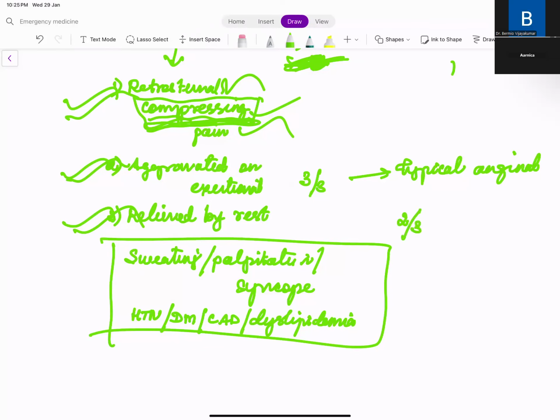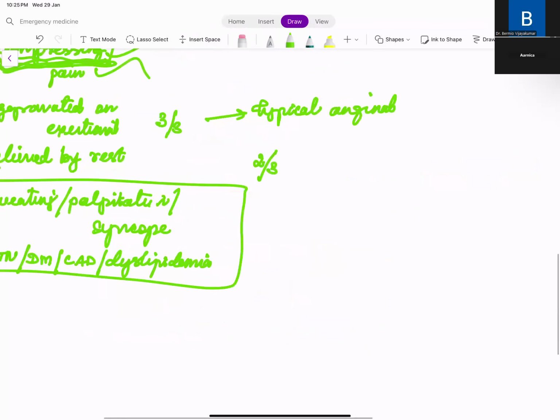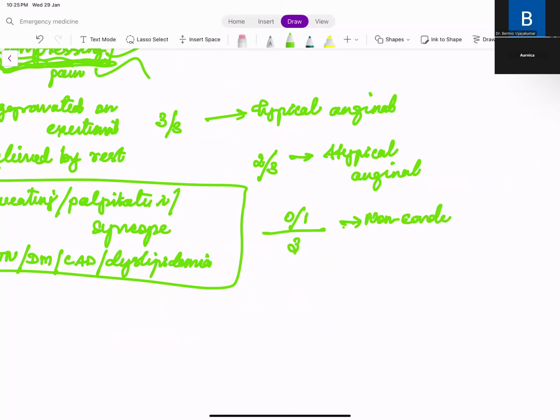So if 2 out of the 3 features are present, then we call it an atypical anginal type of chest pain. So 3 of these 3 is typical anginal, 2 of the 3 is atypical anginal. If none of this is satisfied, or only 1 of these 3 criteria is present, then we call it a non-anginal or non-cardiac chest pain.